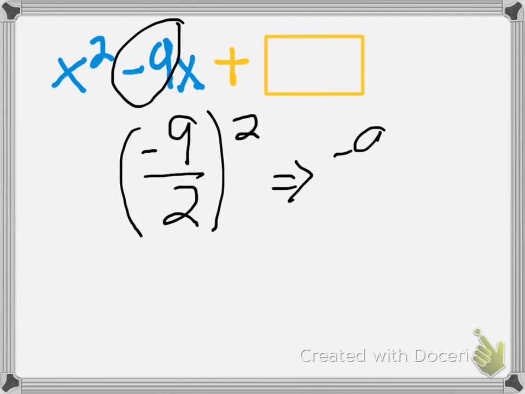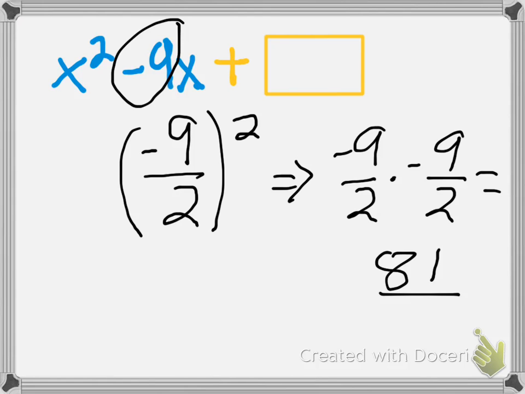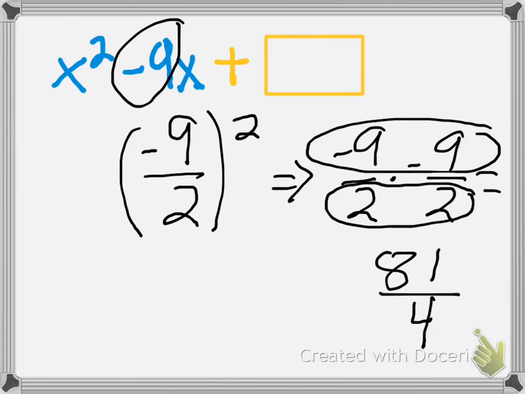Let's separate it. Negative 9 halves times a negative 9 halves. That gets you positive 81 fourths. Okay, multiply the numerators. That looks like a face. Negative 9 times negative 9, that's positive 81. And 2 times 2, which is 4. So now, in your box is 81 fourths.